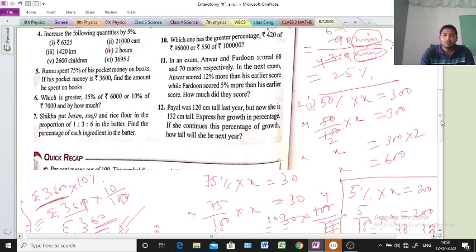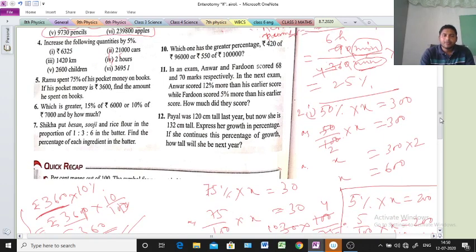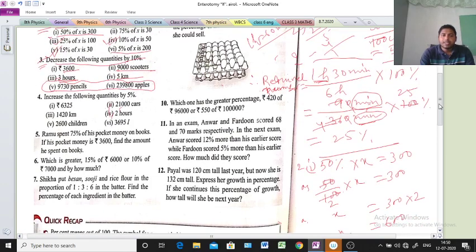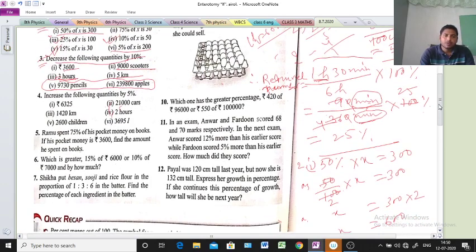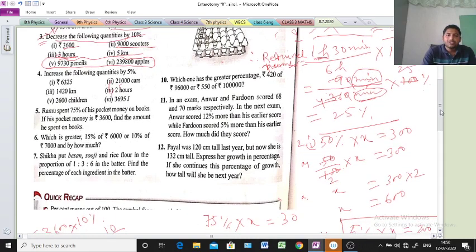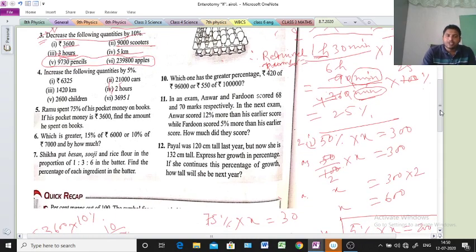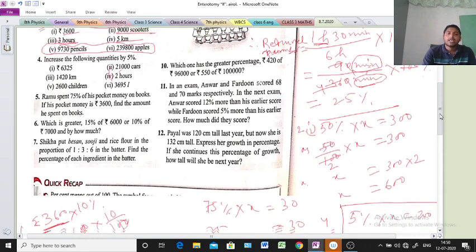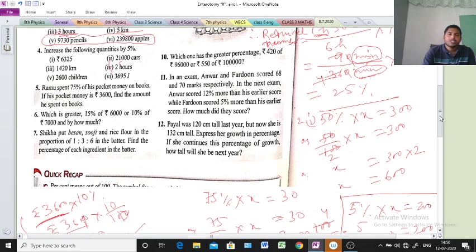Question number 4. Increase the following quantities by 5%. Previously it was decrease by 10%, and here question number 4 says increase by 5%. Same process, same data. That time we did the subtraction, but for increase we will do addition. Okay, so at first it is given Rupees 6325.